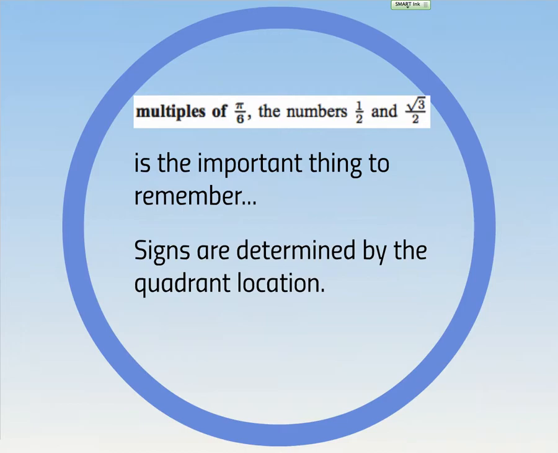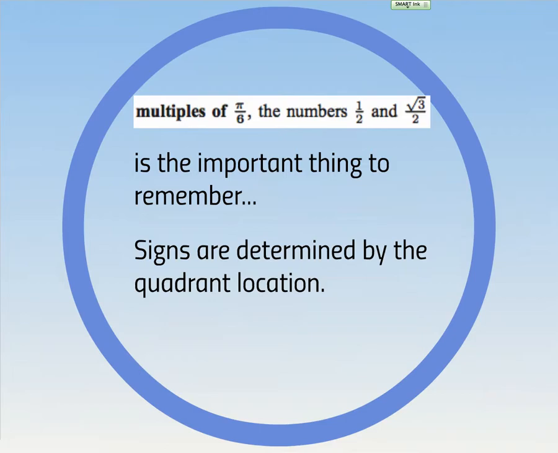Okay. So keep in mind that the important numbers to remember are 1/2 and square root of 3 over 2. And again, signs are determined by the quadrant location. And if you do have the unit circle, if you look at pi over 6, sure enough, cosine is square root of 3 over 2, and sine is 1 half. So those numbers are also right on your unit circle.